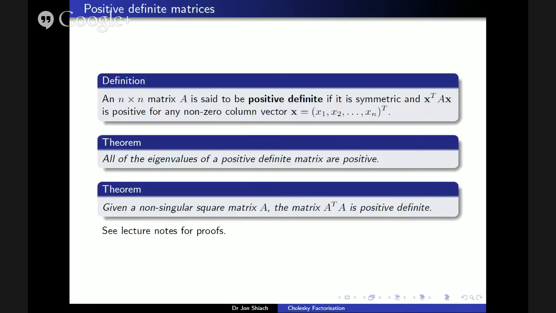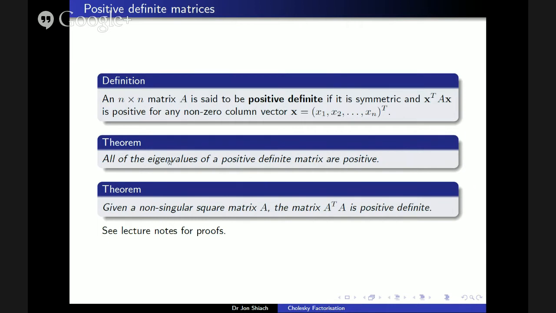Okay, so a couple of quite formal theorems here. A square matrix A is positive definite if it is symmetric and X transpose times A times X is positive for any non-zero column vector X. Okay, that's quite a formal definition. We're not going to use that. I've given it to you because it's the formal definition. In practice, we don't use that.